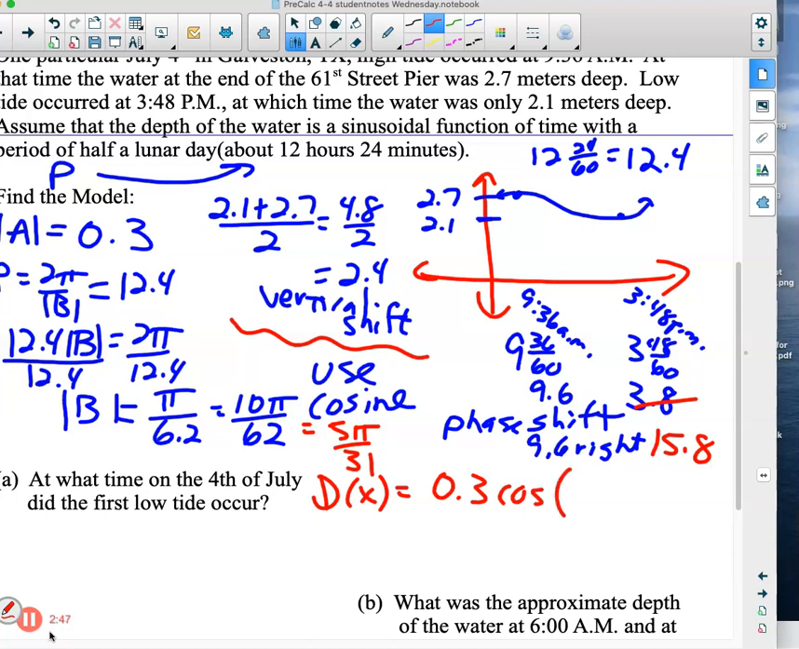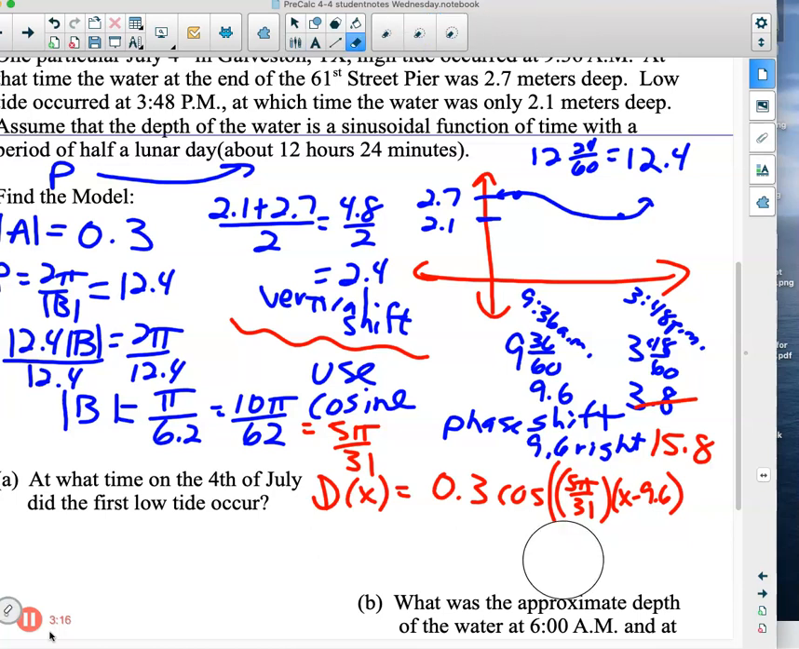Then we need our b value, and our b value is this nice little 5 pi over 31. I'm going to need double parentheses here to get that to go properly into my calculator. And then our phase shift was 9.6 to the right, so that'll look like x minus 9.6. And then way in the back, our vertical shift of up 2.4. I think I could just squish that back there.